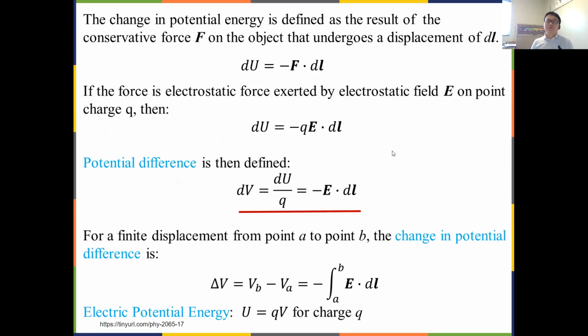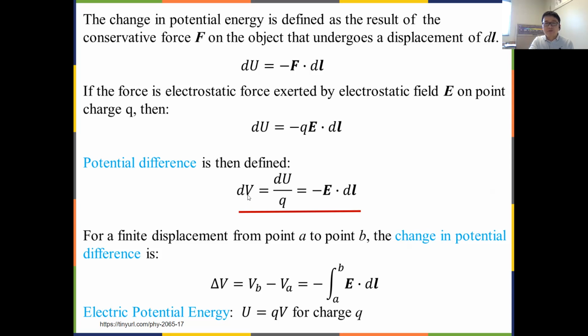So for the change of the gravitational energy or electric potential energy, either way, the change of potential energy dU is equal to minus the force as a vector dot product of dl as a vector. That applies to both gravitational force and the electric force. In the case of electric force, the force is equal to Q times E as a vector. So you move Q to the other side of the equation, and changing V in differential form, we call it dV equal to dU over Q equals minus E as a vector dot dl as a vector, okay?